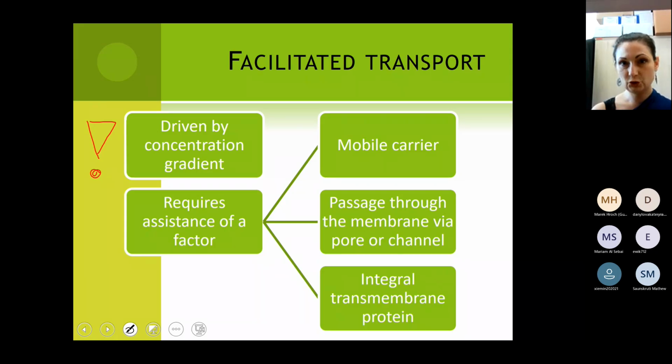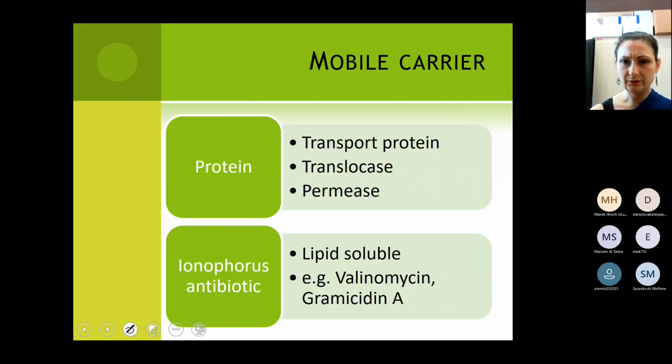We have three types of this facilitated transport. The first one uses some mobile carrier. The second is that the particle goes through a special pore or channel, or it is transported via an intramembrane protein. So these three types are possible. I will show you some pictures, but first of all, let's talk briefly about every transporter separately.